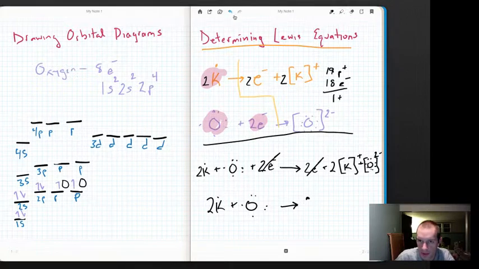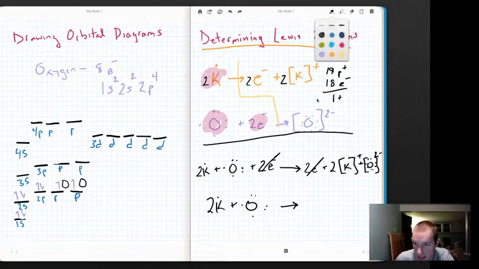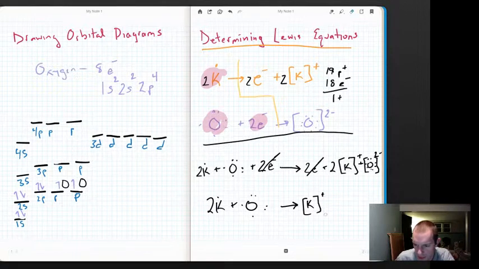Now what I want you to remember is when we put our final answer together, we're going to write that as K2. Rather than 2 Ks, we'll write it as brackets, K plus, times 2. And then the oxygen with the 8 valence electrons, 1, 2, 3, 4, 5, 6, 7, 8. Close that up with a 2 minus charge.